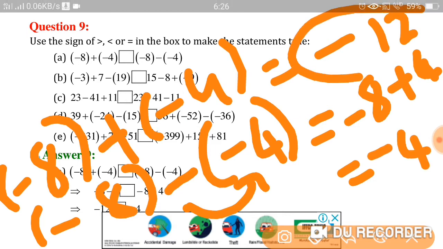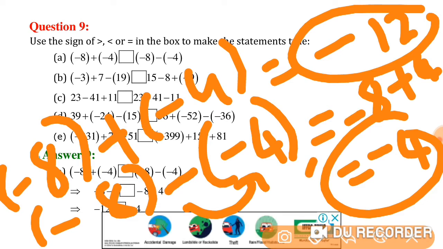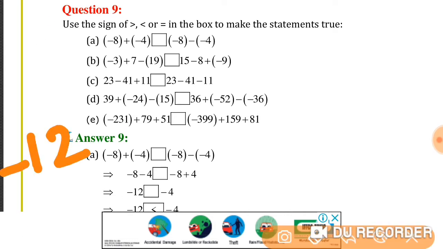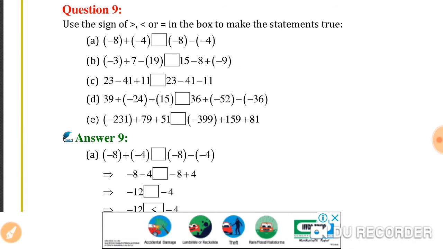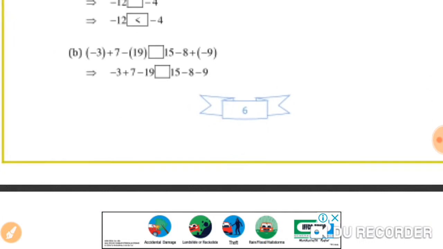So this minus 12 and minus 4 are not equal. Which is the greater number or the lesser number here? Minus 4 is greater. So we have to keep a less than sign there. Minus 12 is less than minus 4. So here less than comes. Okay, so here is the answer we have written. In the same way, we can go for the second question, B.